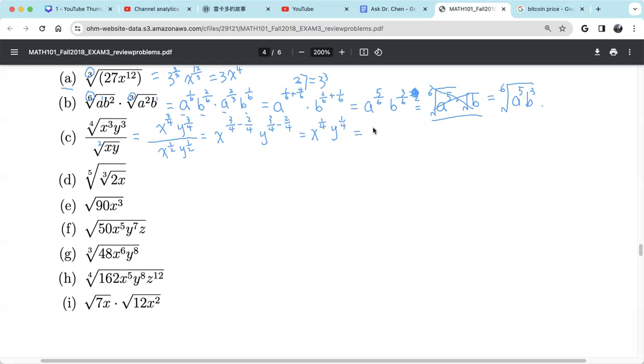Now we want to write it back in the radical form. So the denominator is 4. So that means the index is a 4. Now x raised by 1, y raised by 1.